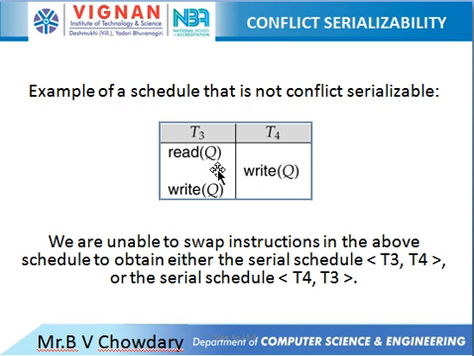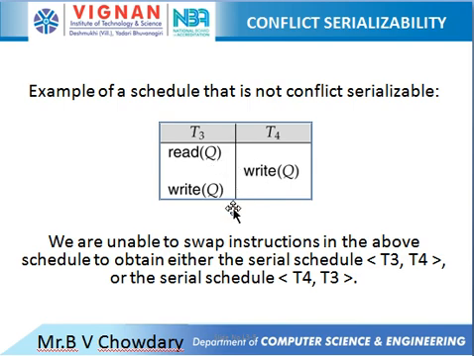The condition here is that both the transactions are trying to access the data item Q, and one of the transactions is performing a write operation. This we call conflicting. Non-conflicting means the data items should be different, and you can have any read or write operations, or if the data items are the same, you should have only read operations at T3 and T4. Then only we can say that it is non-conflicting and we can swap.